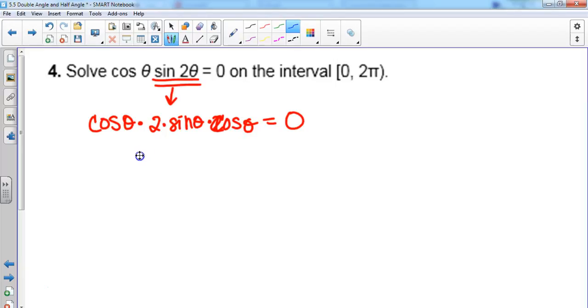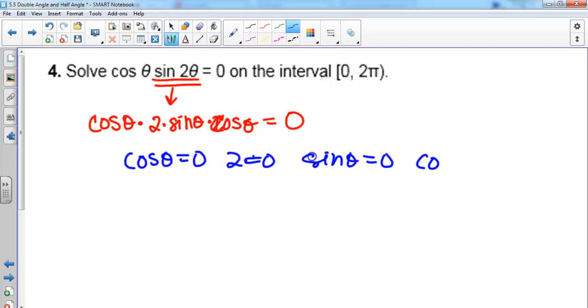All those things multiply to make 0. So the cosine could be 0. 2 could be 0. What do you think about that one? Sine could be 0. Cosine could be 0. Well, we got that one twice, and that one can't ever be true.